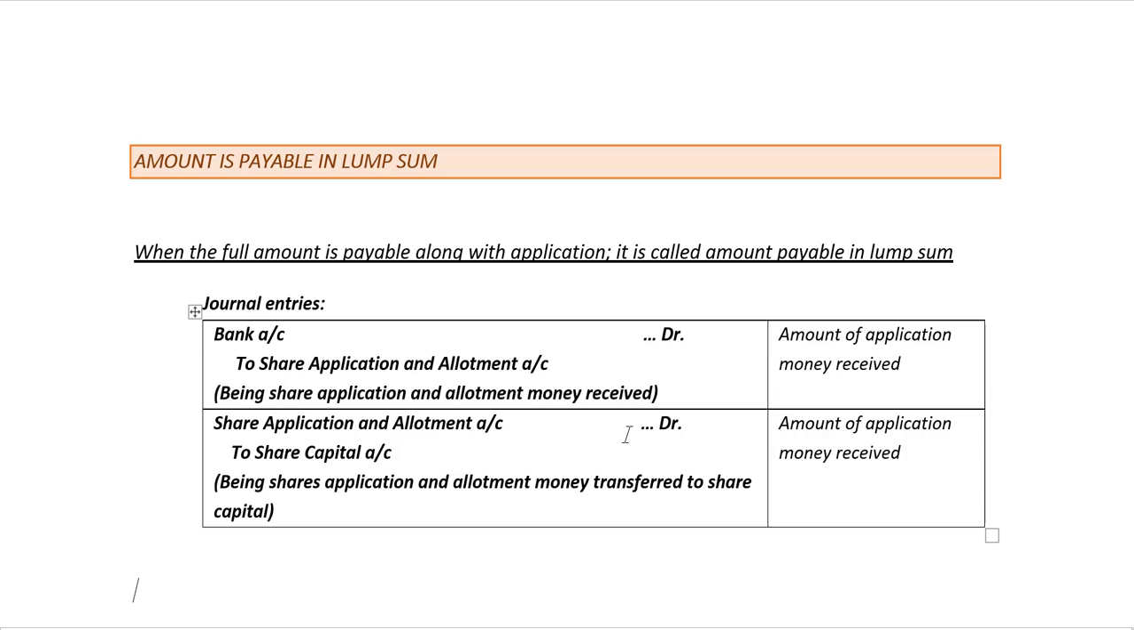The second entry, share application and allotment account debit to share capital. Narration being the share application and allotment money transferred to share capital. This is done at the time of allotment of shares, and the amount for this journal entry is the amount of the application money received, which is also the amount of the first journal entry. So we've seen the journal entry when the amount is payable in lump sum.